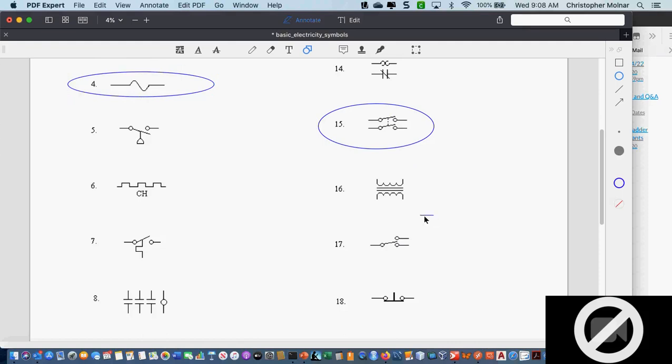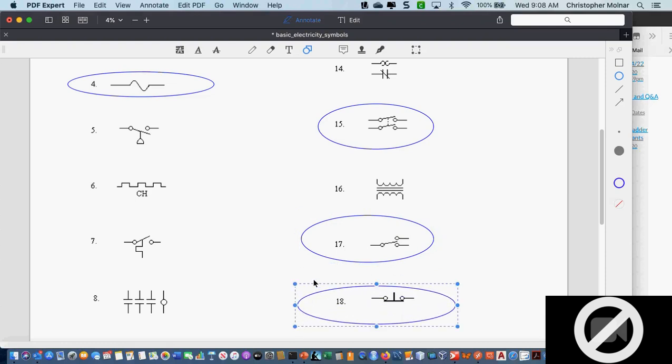Okay, what about number 17? Single pull, double throw. Single pull, double throw is correct. What about number 18? We haven't really talked about this one yet. What's number 18?